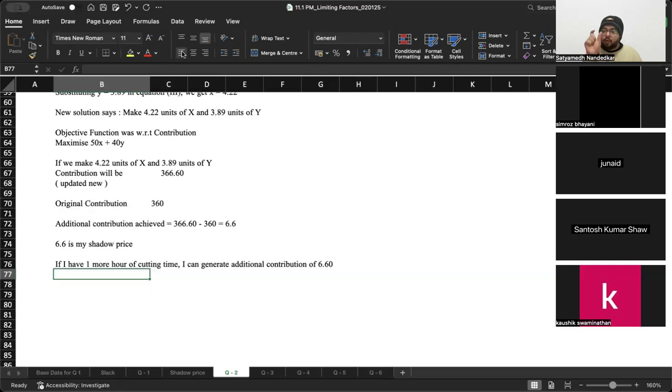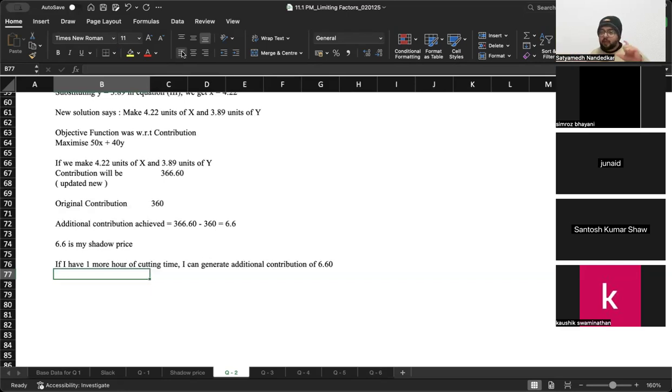I will repeat. What is my shadow price? Say my shadow price is 10 for labor hours. Shadow price is 10 for labor hours का मतलब if I get one more hour of labor time to do my activity, I will earn 10 more rupees का contribution.